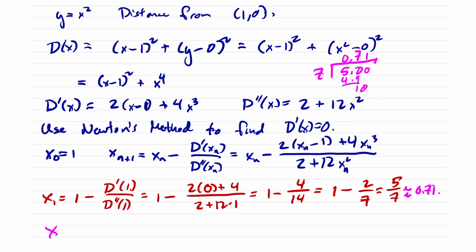And then x2 uses 0.71 minus d prime of 0.71 divided by d double prime of 0.71, and so on. But truly, if you want to get down to 10 to the minus 4 accuracy, you better use MATLAB. So that's how you do that sort of problem, and that's not too bad.